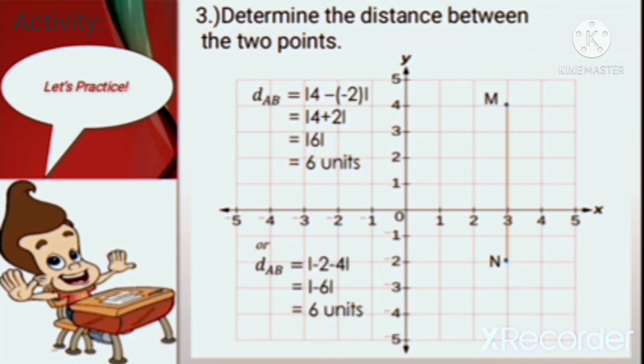In another solution, we have our y sub 2 is negative 2 and our y sub 1 is 4. So we have here negative 2 minus 4 is negative 6. So the absolute value of negative 6 is 6 units. Again, by just counting, we'll count 1, 2, 3, 4, 5, 6. So 6 units. The distance from M to N is 6 units. Again, counting is only useful if we have a shorter distance.